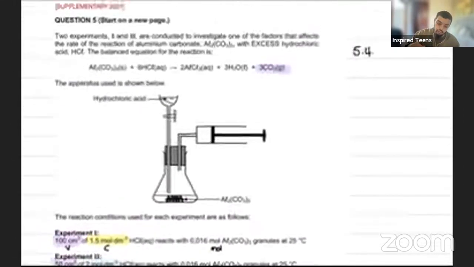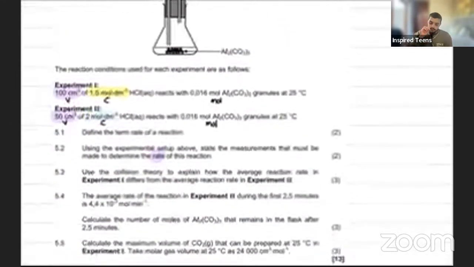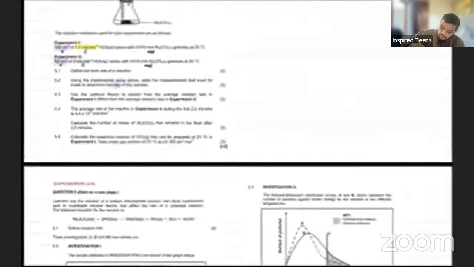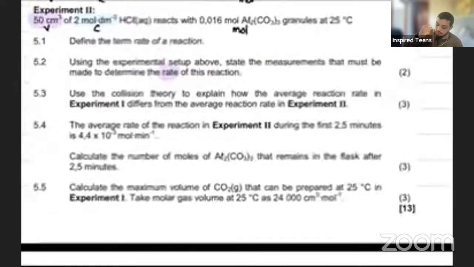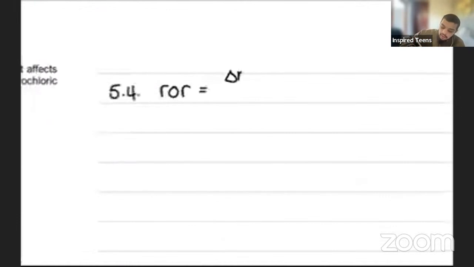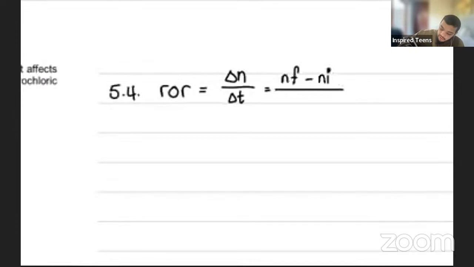So for the first 2.5 minutes, we know the rate. Remember, the rate of reaction has many formulas. In this case, we're going to calculate the number of moles, so we're going to use delta n over delta t, which is the final moles, since they want the amount of moles left, minus the initial moles, divided by the final time minus the initial time.